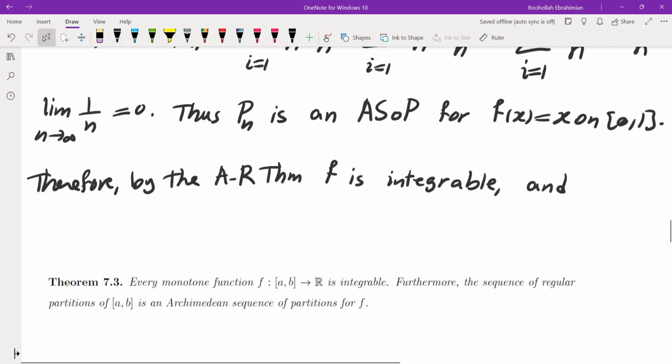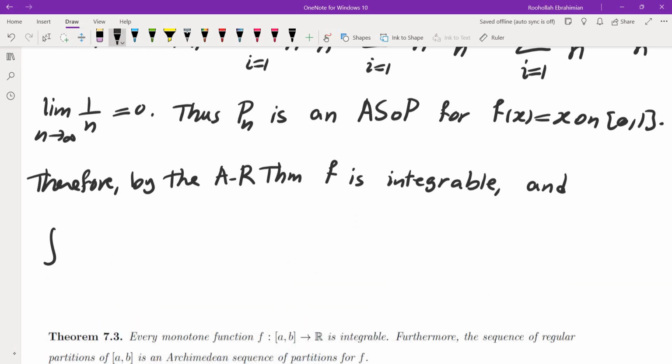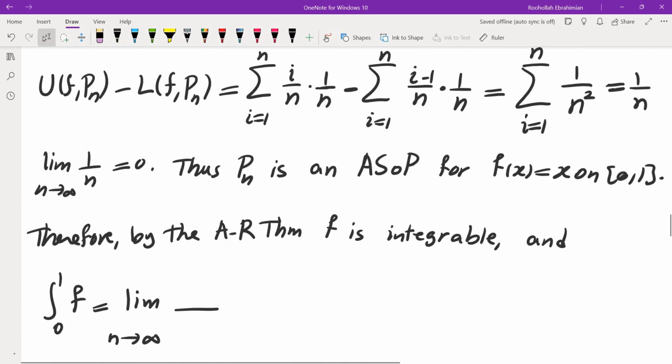And not only that, the integral from 0 to 1 of f is equal to the limit as n approaches infinity of the upper sum or the lower sum. Either way is fine. So we're going to evaluate that.